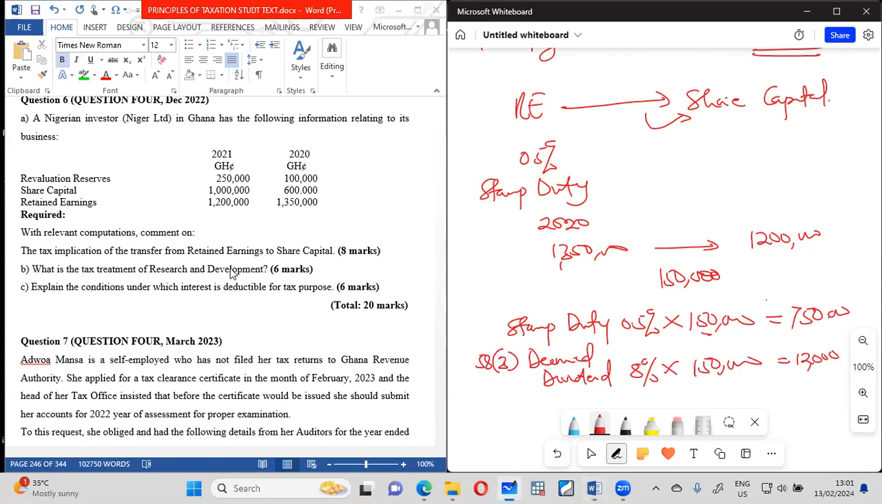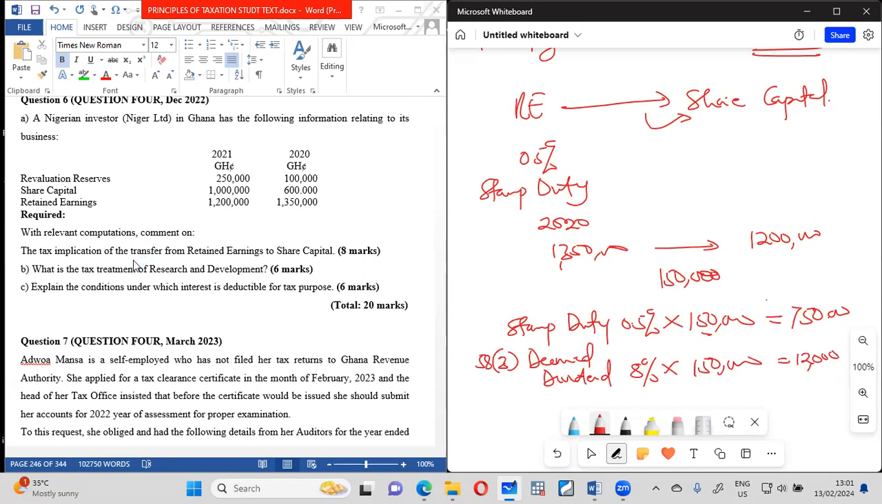What is the treatment of research and development expenditure? We've told you that first of all, the wholly, reasonably, exclusively and necessarily condition must be fulfilled. And the thing should also be of a capital nature. But research expenditure that you are using to improve your business processes, it doesn't matter whether it is capital expenditure or revenue expenditure. That one is allowed.